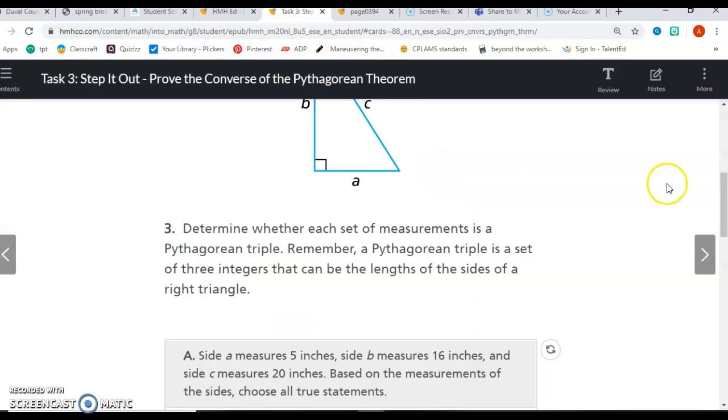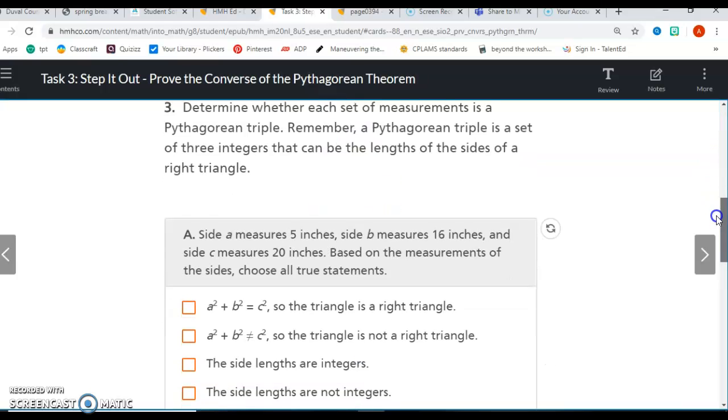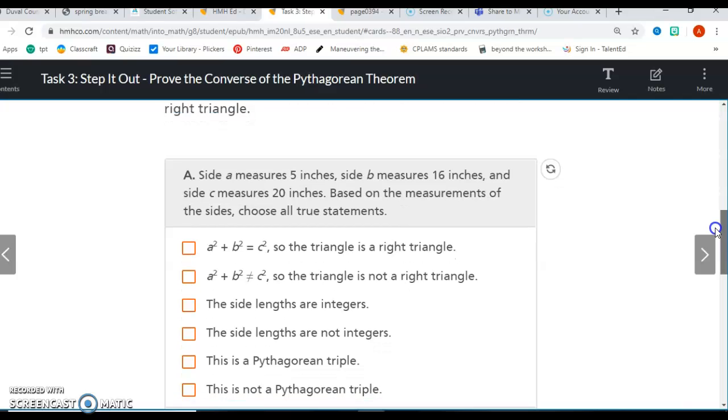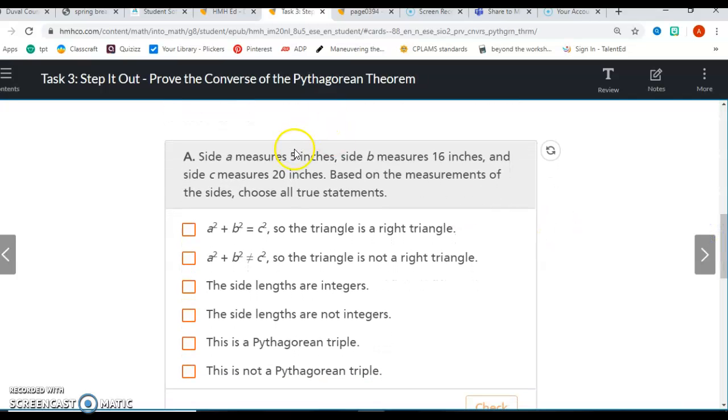All right, let's work through this. So, all right, this is 3A with a side measurement of 5 and a side measurement of 16 and a hypotenuse of 20.